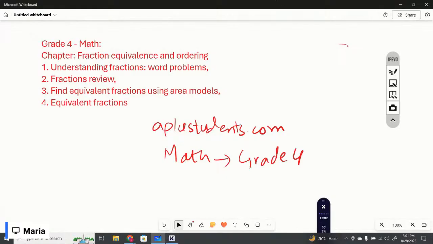There you can find a list of the chapters. We're going to start with the chapter fractions, equivalence, and ordering. The lessons we're going to cover today are understanding fractions word problems, fractions review, find fractions equivalent, find equivalent fractions using area model. So please make sure you have your notebook and pencil so that you can note down the important examples and definitions as well.